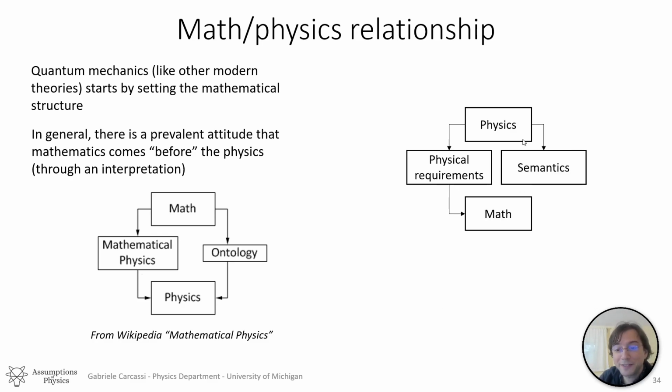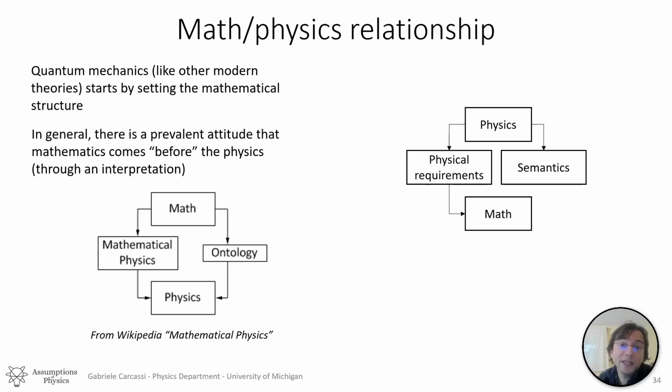The picture should be this. We have physics, we have a clear idea of what we want to describe. The physics is going to give us some physical requirements and a completely specified semantics. The semantics does not reach the math. The math loses the semantics. The math just uses symbols that don't know what they are. But the physical requirements can be translated into math, and they give us the mathematical theory. So we should have a structure like that. And if we did have a structure like that, we would not have a problem of interpretation or not knowing what the theory means, because we start from the physics and we know what the math means.